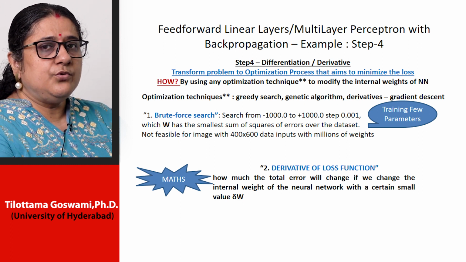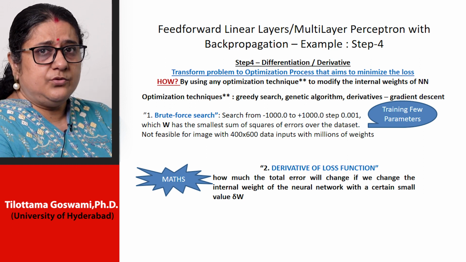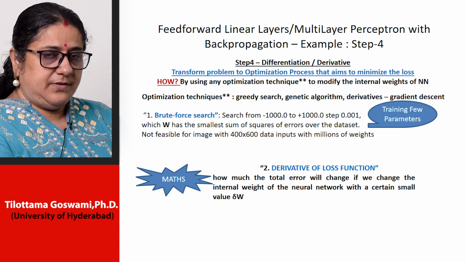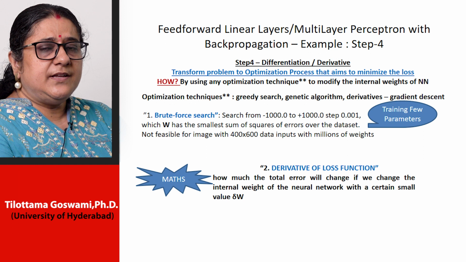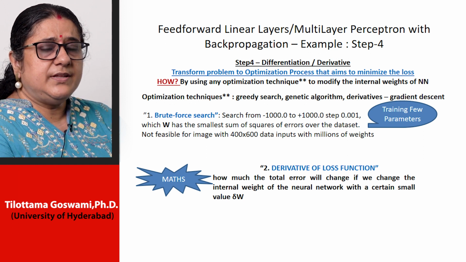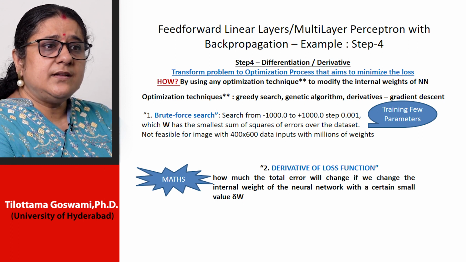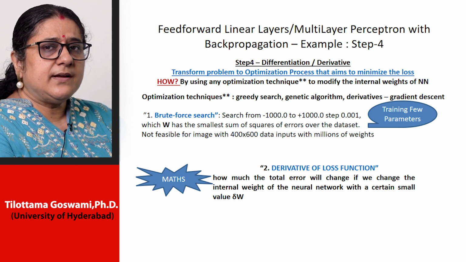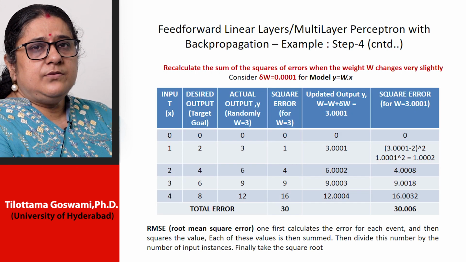So we are doing a brute force with each and every step, and that would be a huge computation. So coming to the second, where we will be taking the help from mathematics, that is the derivative of the loss function with respect to the weights. So how much total error will change if we change the internal weight of the neural network by a certain small delta value, delta W.